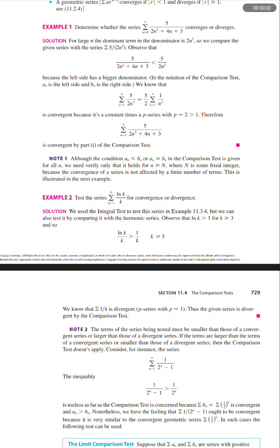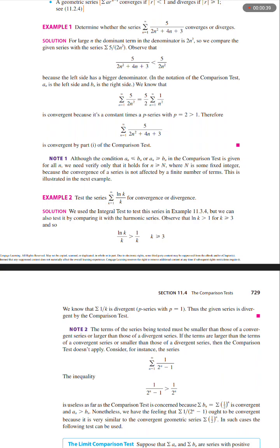Example 1. Determine whether the series, the sum from n equals 1 to infinity of 5 over 2n squared plus 4n plus 3, converges or diverges. Solution: for large n, the dominant term in the denominator is 2n squared. So we compare the given series with the series, the sum of 5 over 2n squared.